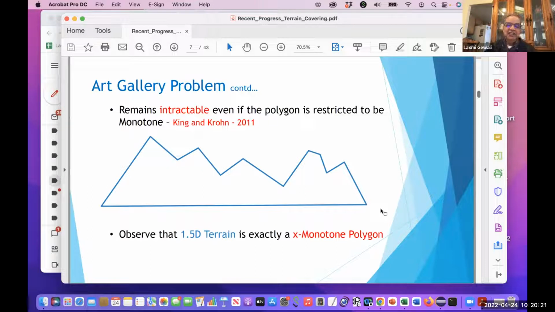And these two researchers from Germany, King and Krohn, in 2011, said that even when we simplify, make an oversimplification like this, the problem remained intractable. Those of you who are not in this computer science area, intractable means a very, very hard problem, and most probably nobody would be able to find an optimal solution for it. So this problem becomes nasty even when we make an oversimplification.